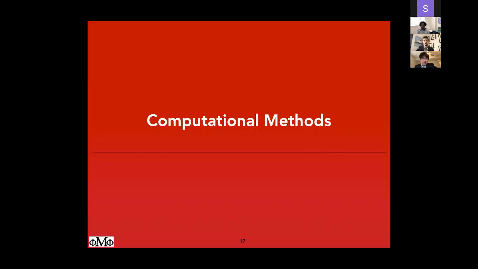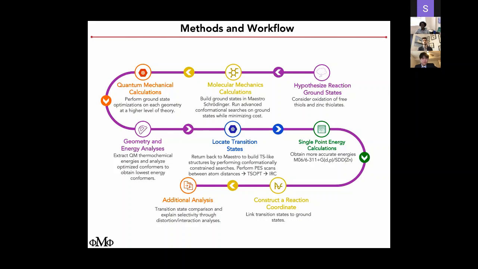So now I'll briefly move on to our computational methods. We'll start this workflow by hypothesizing the reaction ground states by considering that of the oxidation of free thiols and that of zinc thiolates. Then we'll move into molecular mechanics calculations, where we can use Maestro Schrodinger, a program to run Newtonian mechanical force fields and run advanced conformational searches on these ground state molecules. Now, effectively, what we want to do is produce an abundant amount of conformers by changing geometry between bond lengths and distortion and dihedral angles at a minimized geometric cost.